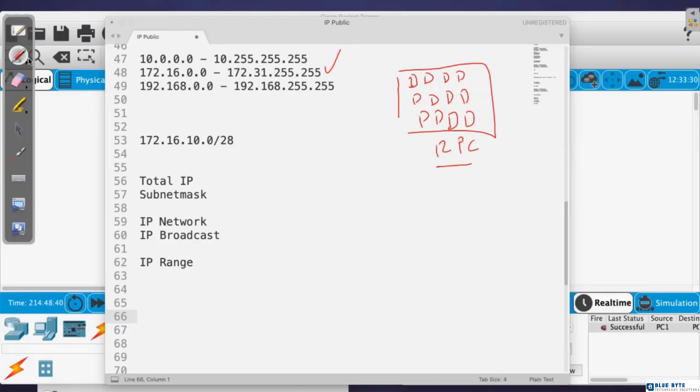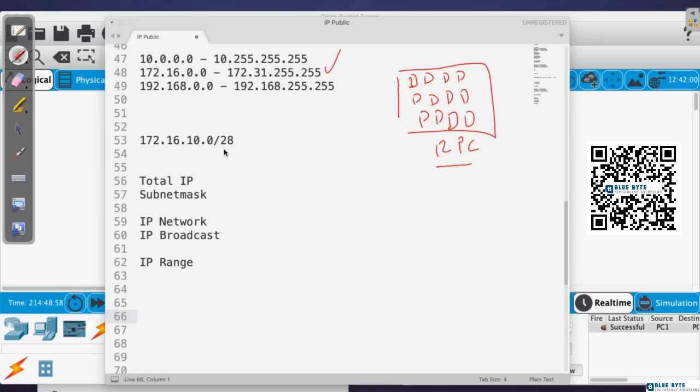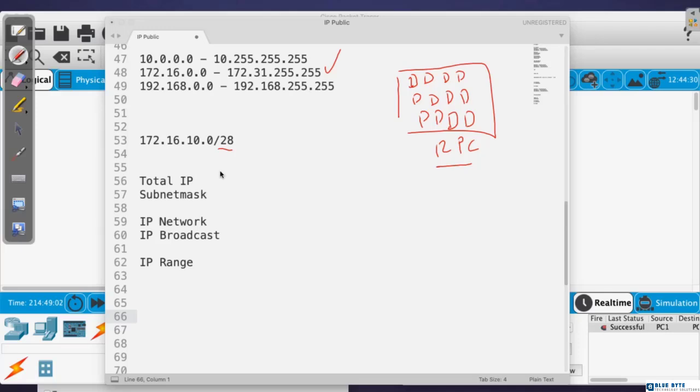In the previous video, we already calculated the base prefix we can use for 12 PC. And we also already determined which IP we will use, which is 172.16.10.0, and the prefix is /28. Now in this video, we are going to calculate the total IP and subnet mask.